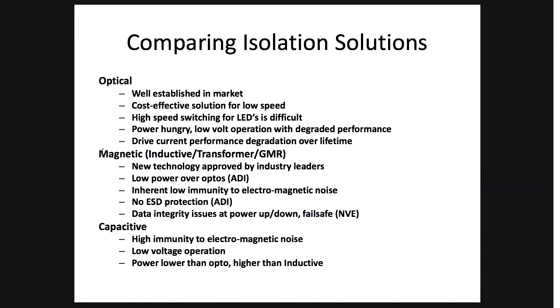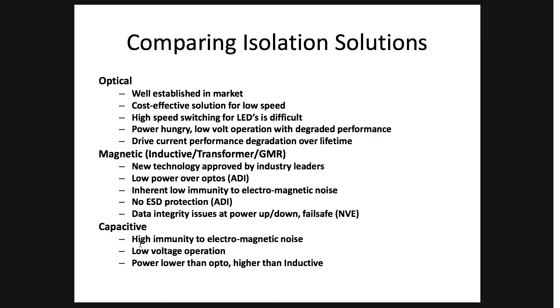Then you also have the magnetic, inductive transformer or GMR, giant magnetoresistance. So transformer or inductive. New technology approved by industry leaders. Low power compared to optos. Inherent low immunity to electromagnetic noise. No ESD protection. Then data integrity issues at power up and power down. So these are the features of magnetic.